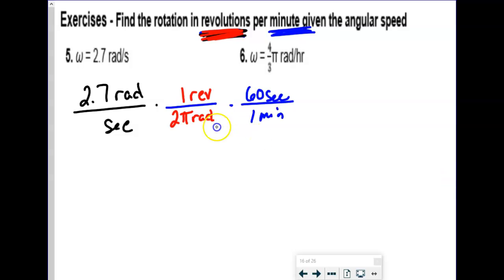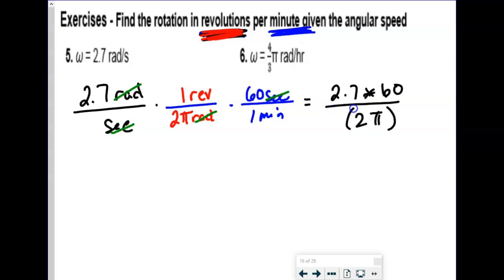And then I always come through, even now to this day, and watch my labels and make sure everything's canceling how I needed them to cancel. I'm going to end up with revolutions per minute, which is exactly what I needed. I'm on the right track. Could everyone please practice typing this in their calculator? When you do 2.7 times 60, it's okay that you don't use parentheses, but when you divide it by 2 pi, here you have to use parentheses because you're dividing by 2 times pi, and if you don't use parentheses, it's going to multiply by pi up top instead, so careful. And I got 25.8 RPM.